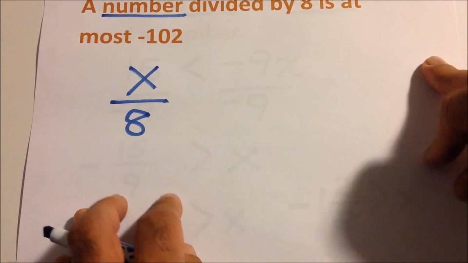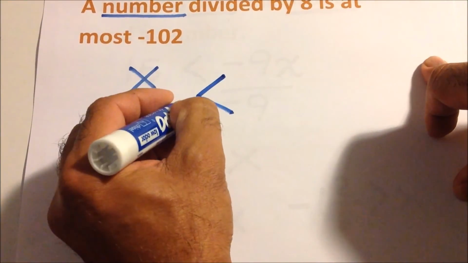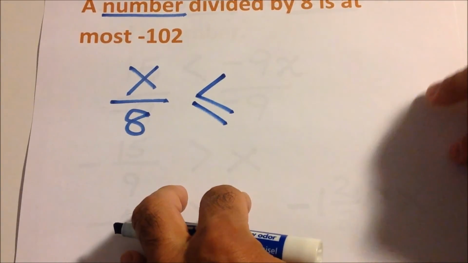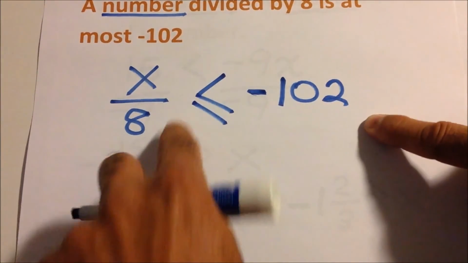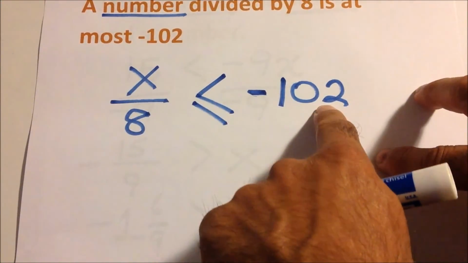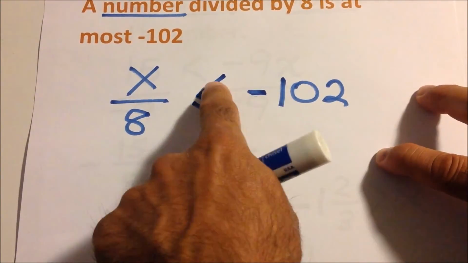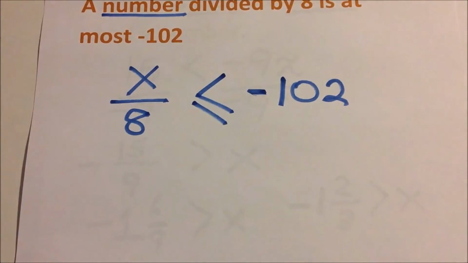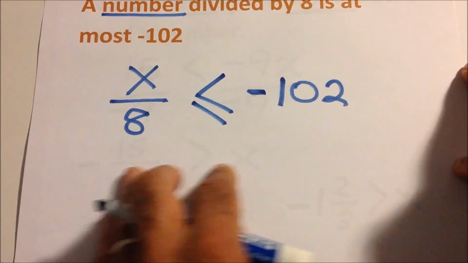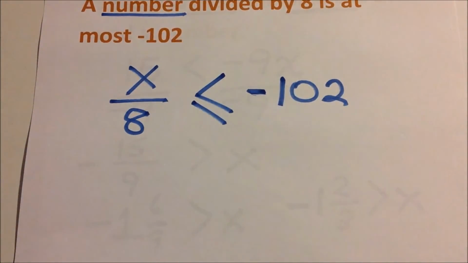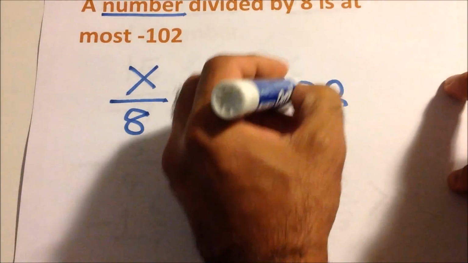So it can't be more. If it can't be more, it could be that number or less, negative 102. It could be negative 102, but it can't be more than negative 102. So it has to be less. Anything less than negative 102 would be like negative 103. Remember, in a negative world, the numbers that appear bigger are actually smaller.